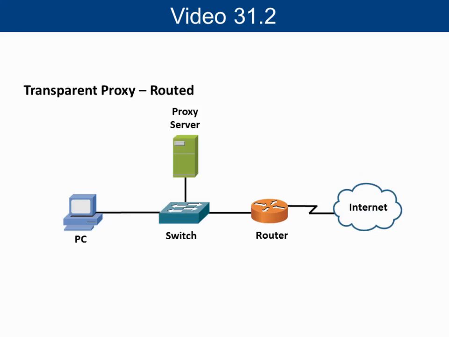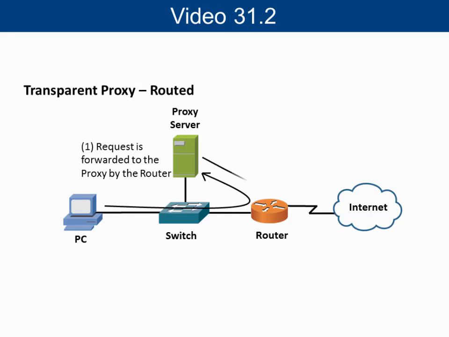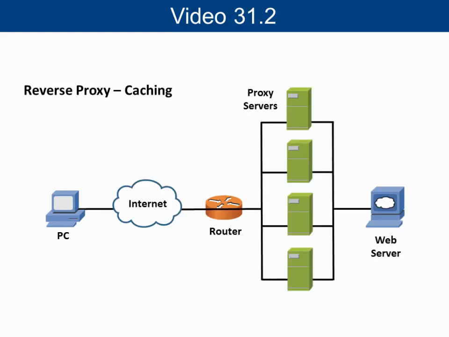Another type of transparent proxy is a routed transparent proxy. In this scenario, the router is configured to send all traffic to the proxy server. The proxy server in this scenario does not have to necessarily be in line because the router is configured to forward all web requests to the proxy. So the request is forwarded to the proxy by the router, and then the proxy server makes the request to the internet.